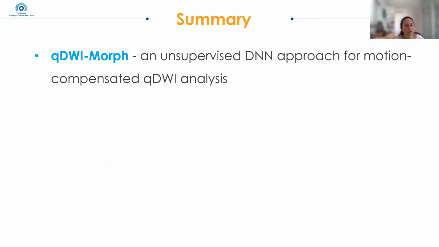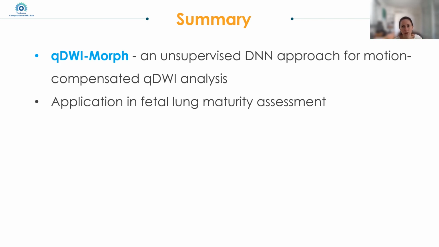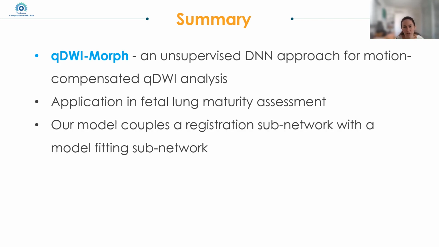Summary. We introduced qDWI-morph, an unsupervised deep neural network approach for motion-compensated quantitative diffusion-weighted MRI analysis with application in fetal maturity assessment. Our model coupled a registration subnetwork with a model-fitting subnetwork to simultaneously estimate the motion between the different b-value images and the signal decay model parameters.